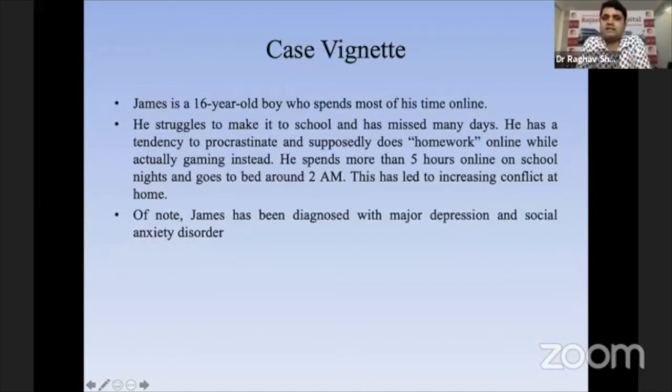So James is a 16-year-old boy who spends most of his time online. Now, spending time online for a 16-year-old in itself is not a problem, because online time can be utilized also in proper ways for furthering one's knowledge or other gainful experiences also. But now let us read through other parts of his life.